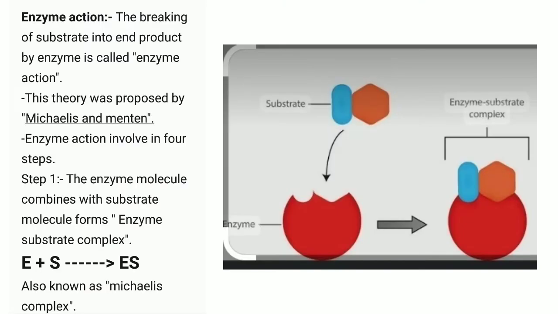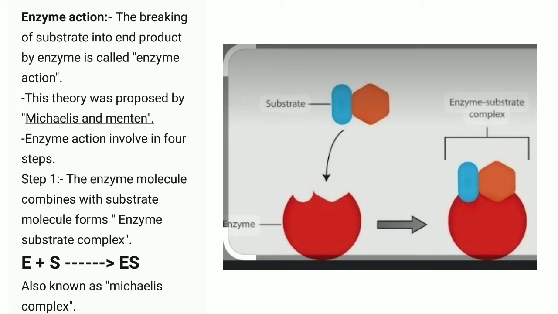In this tutorial, we are going to learn about enzyme action. Enzyme action, the breaking of substrate into end product by enzyme, is called enzyme action. Here, the substrate breaks by the action of the enzyme and forms the end product. This theory was proposed by Michaelis and Menten.